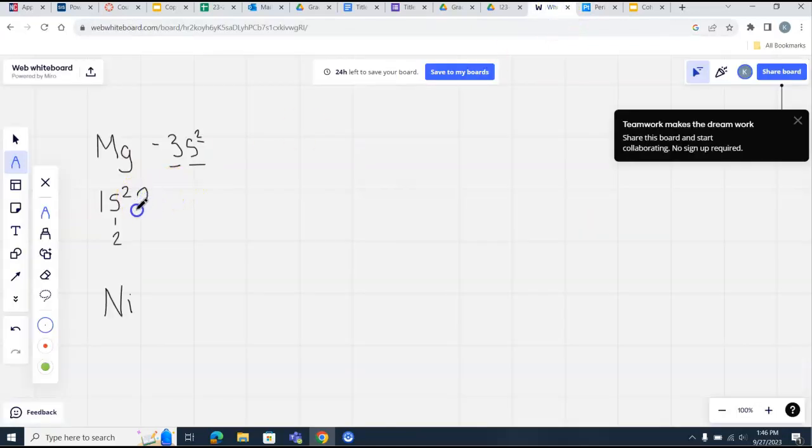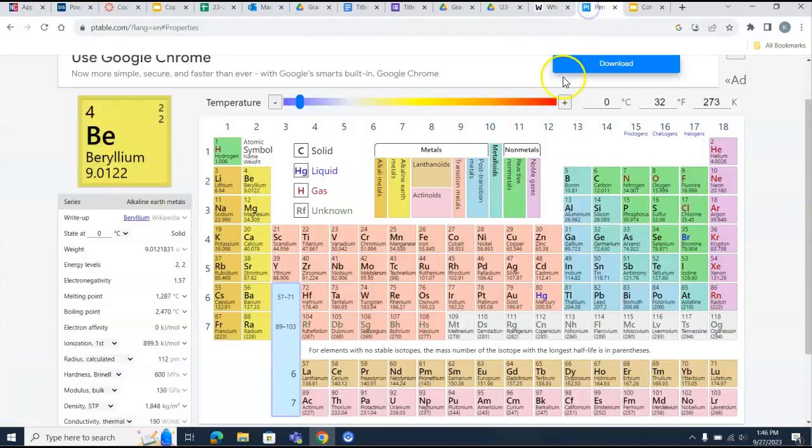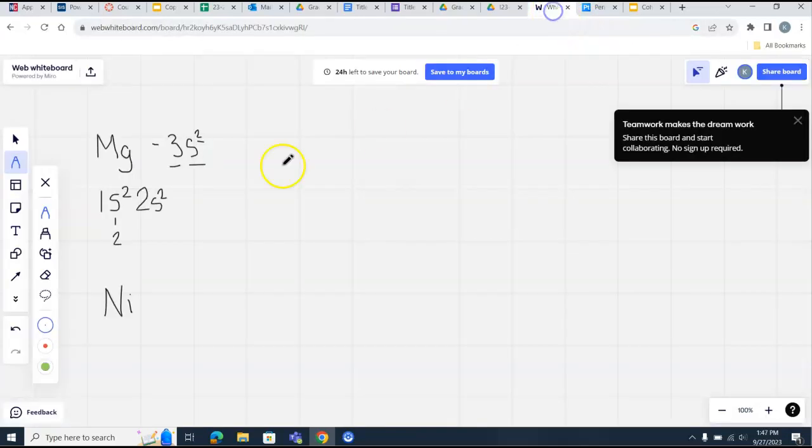So write 2s2. Okay, then we have to go through our p block. We're still in period 2, but now we go over to the p block, and we know we have to go through all these elements, so it would be 2p6. And then finally 3s2. And this is where we stop, right? Because this is magnesium's position, and we have filled in all the information before.